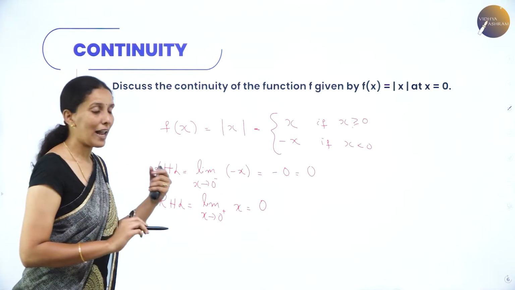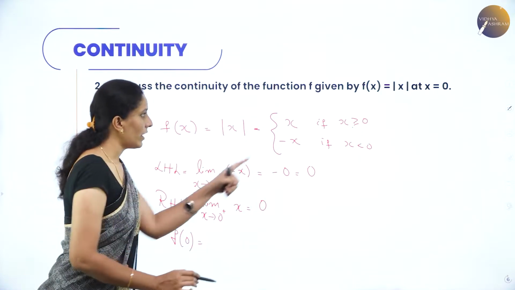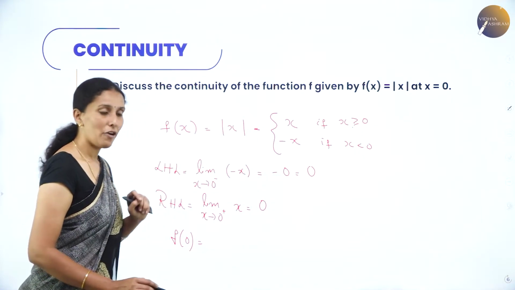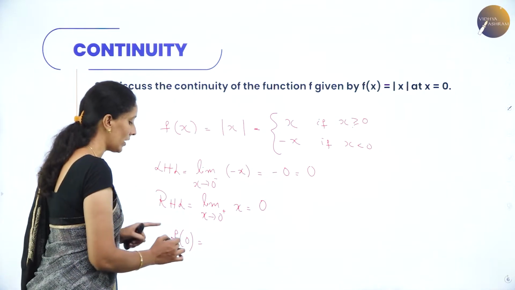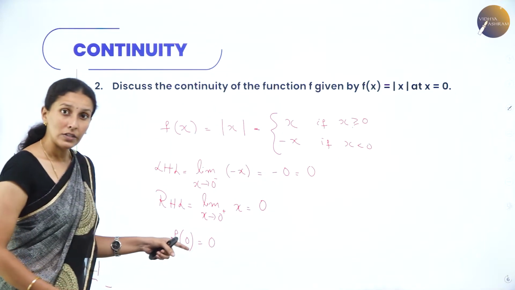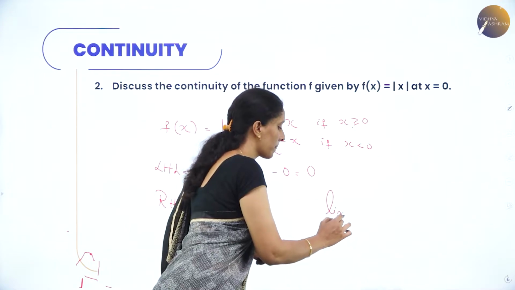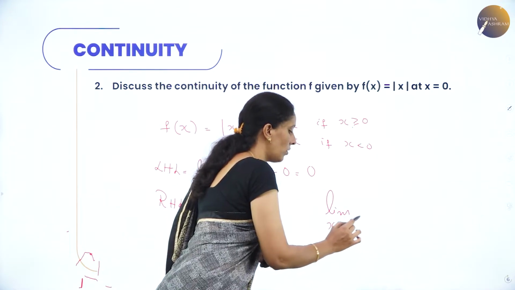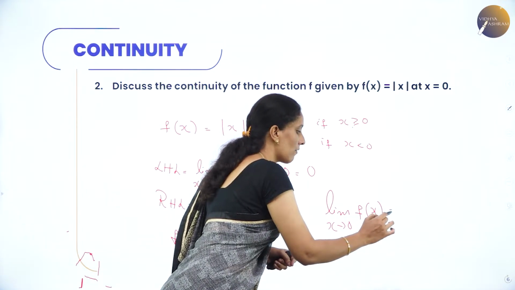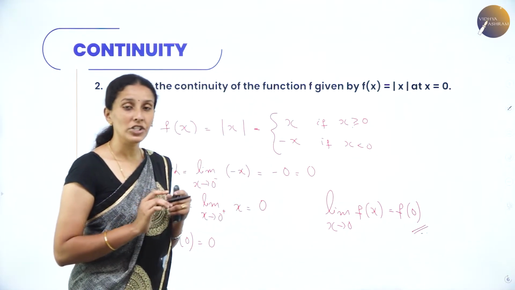Now let us check the value of the function at f of 0. Whenever x is equal to 0, f of x is defined as x only. So therefore, if f of x is x, then f of 0 is 0. So clearly what we can say here, the limit of the function as x tends to 0, f of x, is equal to f of 0. So clearly the function is continuous.